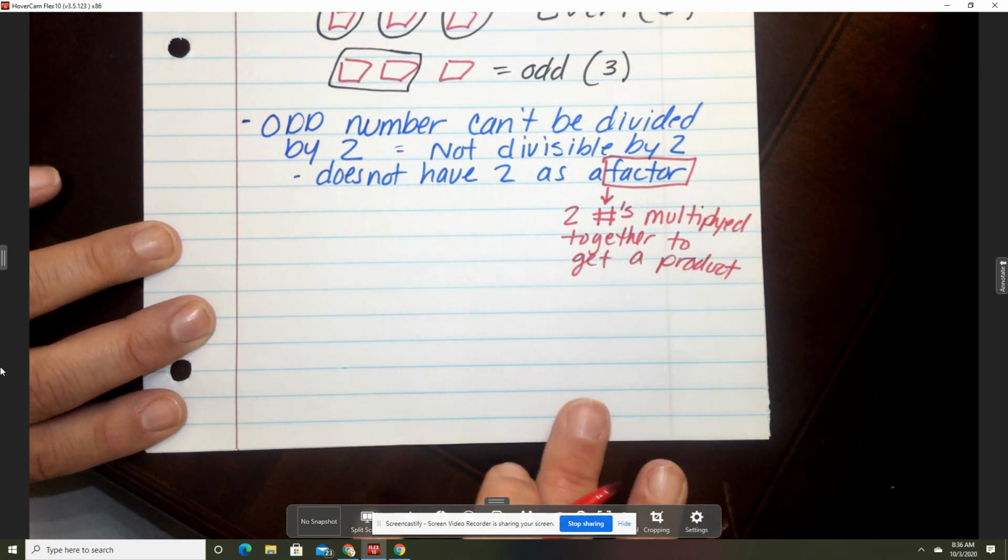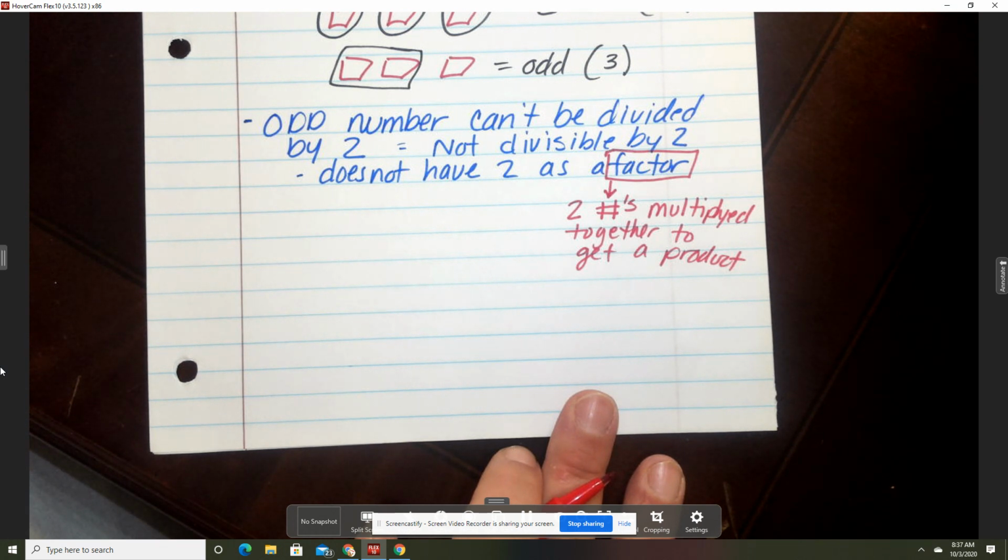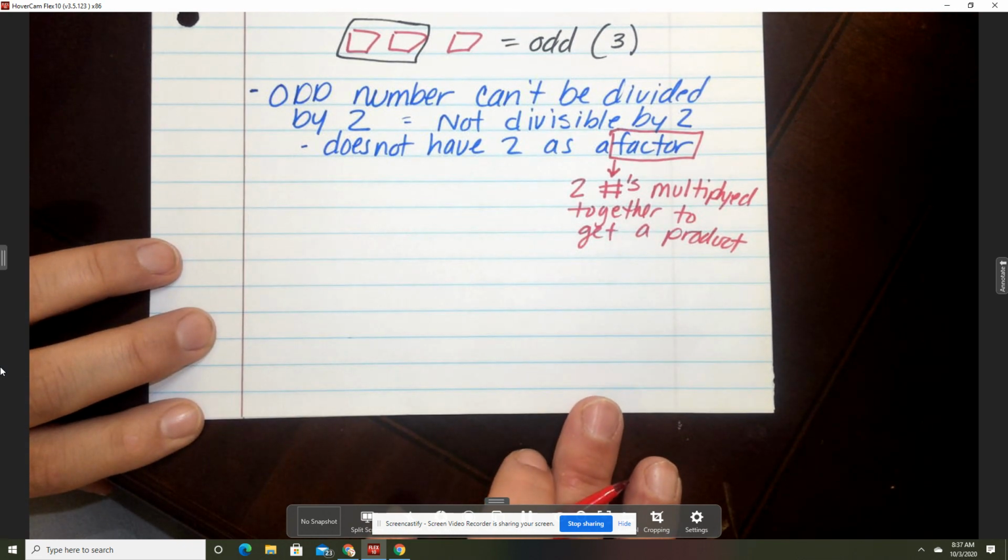Okay. So, like 10. Think about what numbers we multiply together to get to 10. Well, 1 and 10 and 2 and 5. Those are its factors. And we'll really have to dive into that tomorrow when we talk about prime and composite.